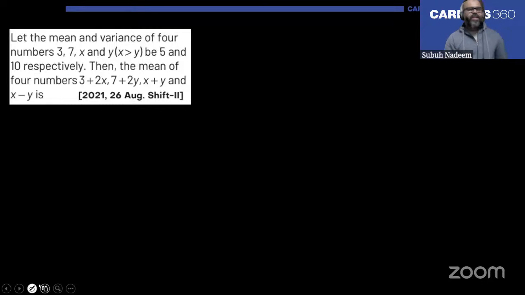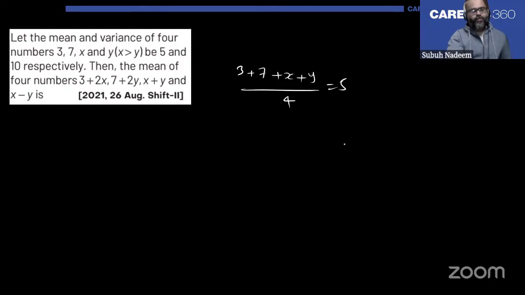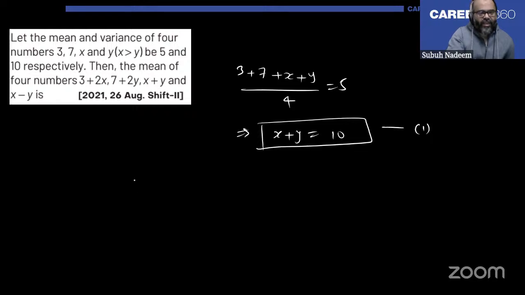So here it says, let the mean and variance of four numbers, 3, 7, x and y, be 5 and 10 respectively. Then the mean of four numbers, 3 plus 2x, 7 plus 2y, x plus y and x minus y is. Okay, so what will be the mean? Mean will be simply (3 plus 7 plus x plus y) by 4 is equal to 5. So here you will get x plus y is equal to 20 minus 10, it will be 10.